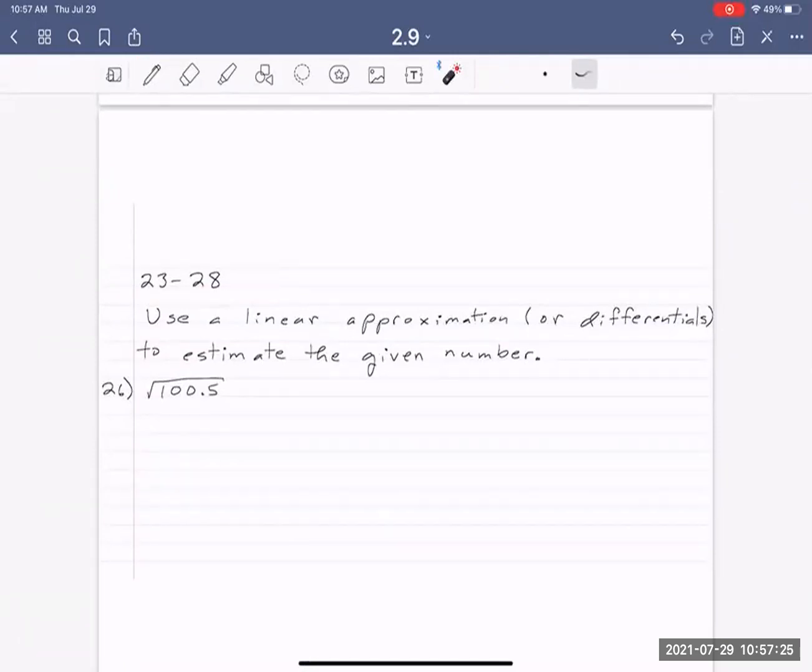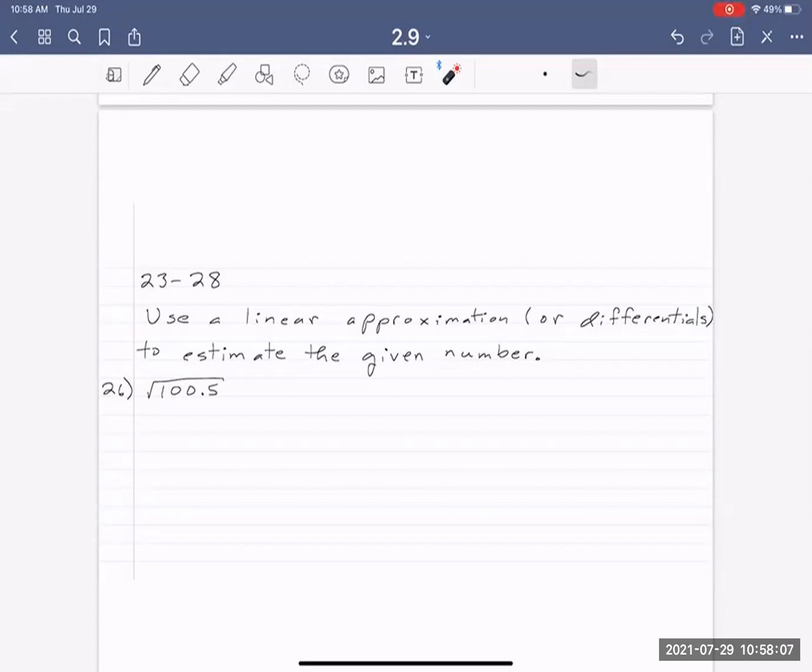In problems 23 through 28, use a linear approximation or differentials, same thing, to estimate the given number. So problem 26, the square root of 100.5. Okay, so good. Now we're going to be using all this abstract stuff to give us a nice calculation. It turns out that all this quote unquote abstract stuff is useful because you do it in a calculation and out pops your answer.